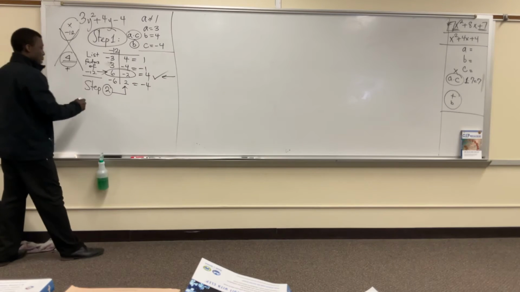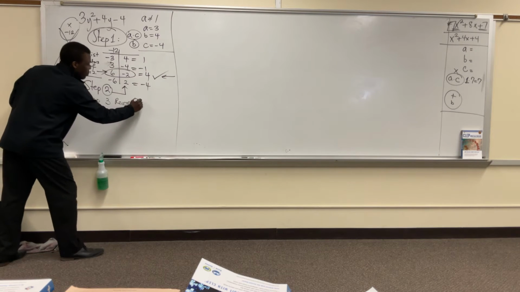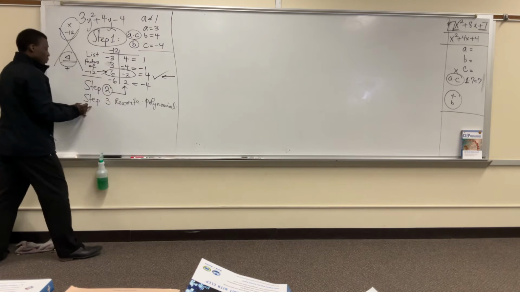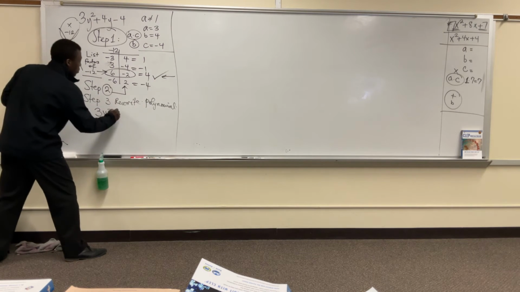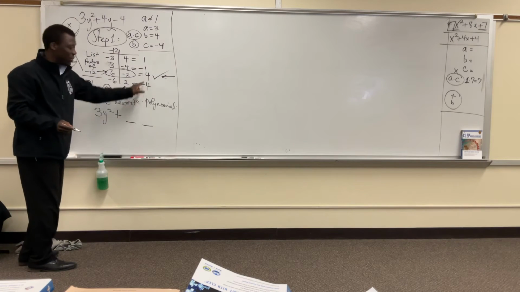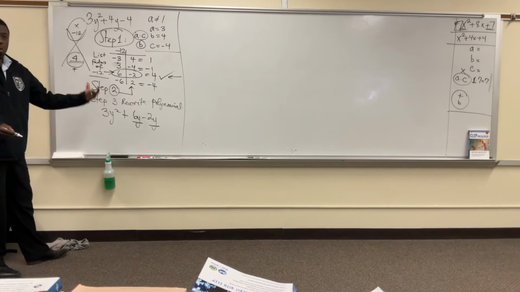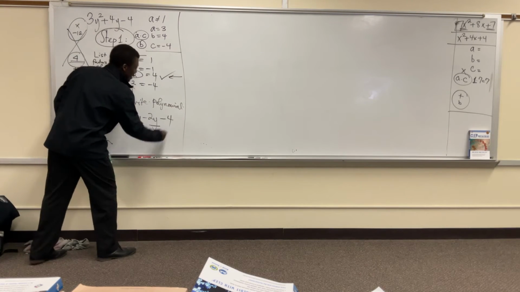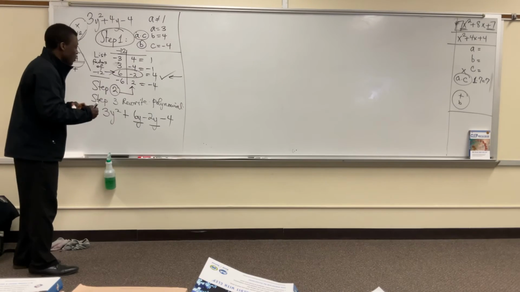Then the next step, step 3, is to rewrite the original polynomial. How do we do that? We go back to this polynomial and we write 3y squared plus, instead of 4y, those two numbers that you found, 6y and negative 2y. So just put a y next to those numbers, bring them down here, and keep that negative 4 at the end. We rewrite the polynomial with a new value for b that has been substituted in.